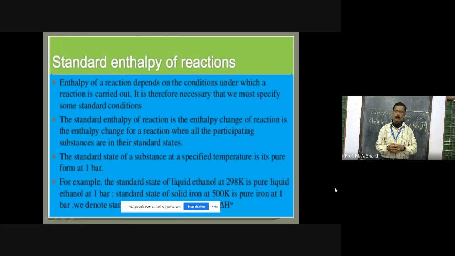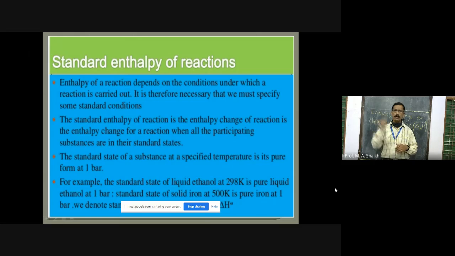Suppose one of the reactants or products is present in solution form. At that time, to get standard enthalpy of reaction, the concentration of that substance involved in the reaction as a solution should be 1 molar. Concentration should be 1 molar. Once again, listen to the definition of standard enthalpy of reaction.